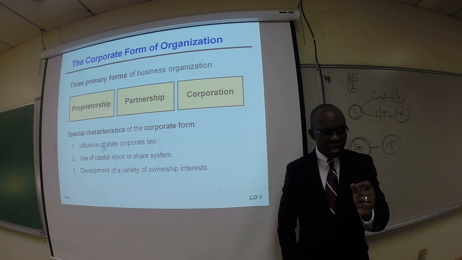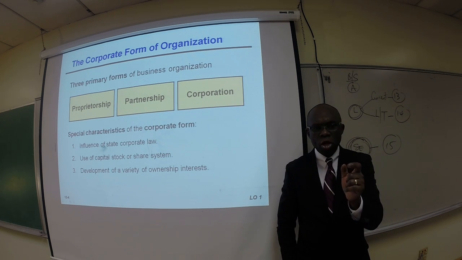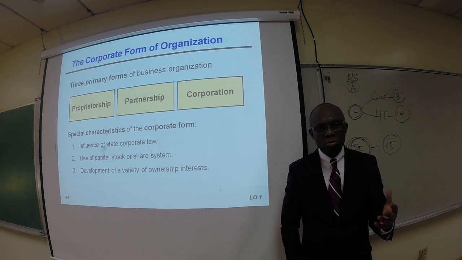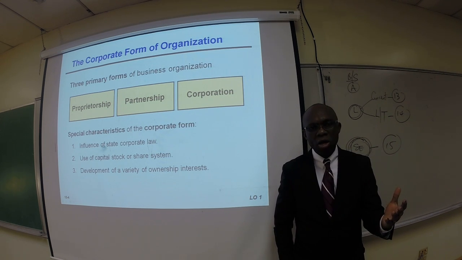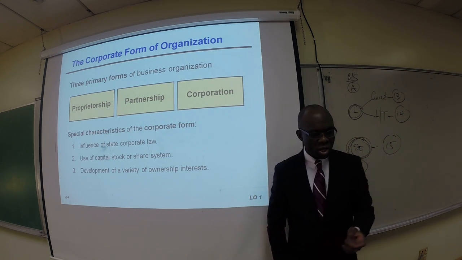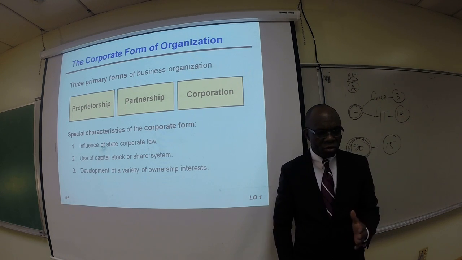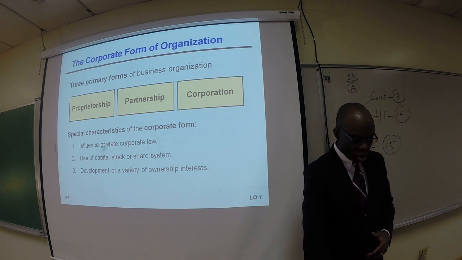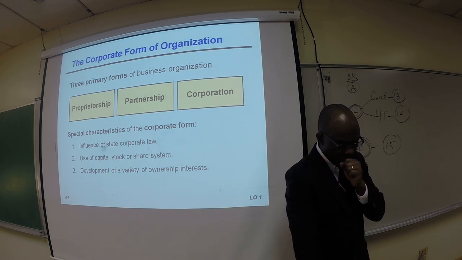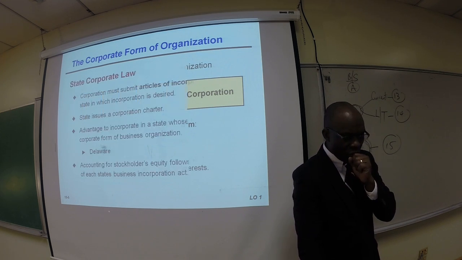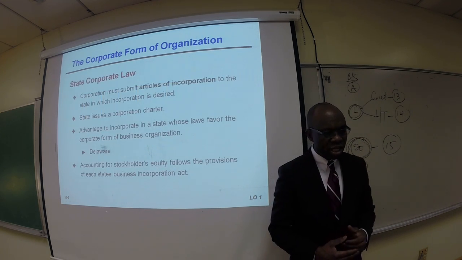Meaning that the ownership of the company can be split up into different units, which could be made available to a lot of investors. Then number three, development of a variety of ownership interests. I just talked about that. So that is the overview. Now let's take a look at the state corporate law.